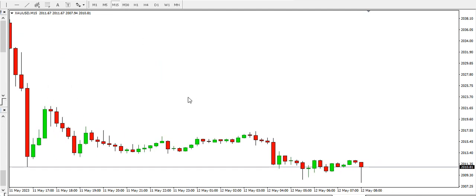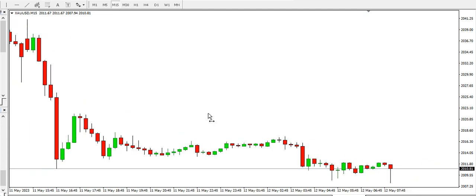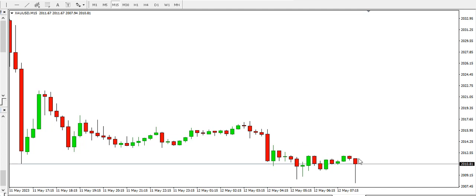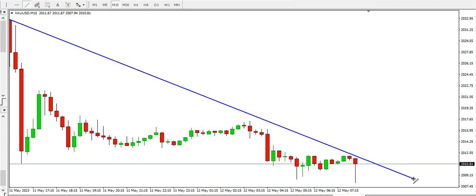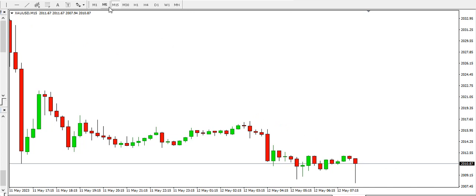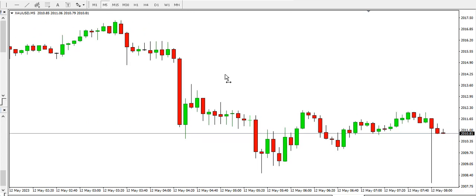On the 15 minutes time frame, you can see the price keeps dropping, but with this candle that is currently forming, we need to monitor this particular candle, but the slope is still bearish, for now, still bearish. We need to monitor what's happening as the London market opens. On the 5 minutes time frame, still bearish.